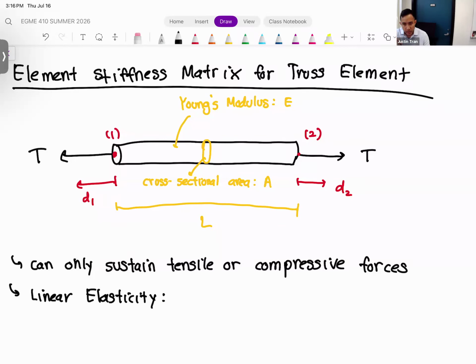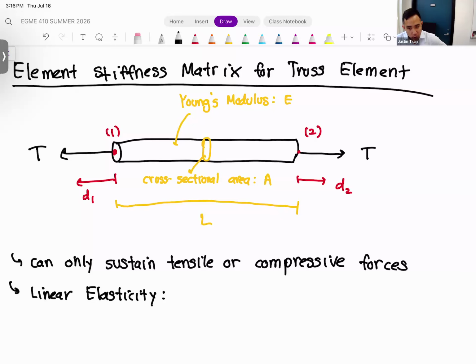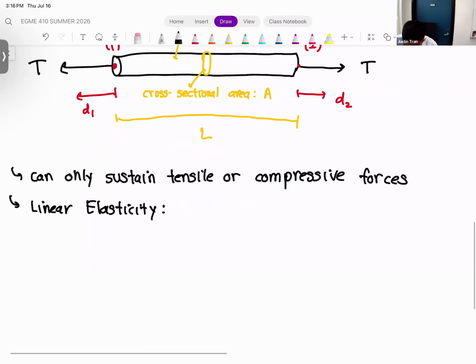Remember from a couple of weeks ago, we talked about isotropic linear materials and how these materials behave in terms of stress and strain. For these materials, we have basically a linear relationship between stress and strain. So for these materials, the stress, sigma, is equal to the Young's modulus of the material multiplied by the strain.